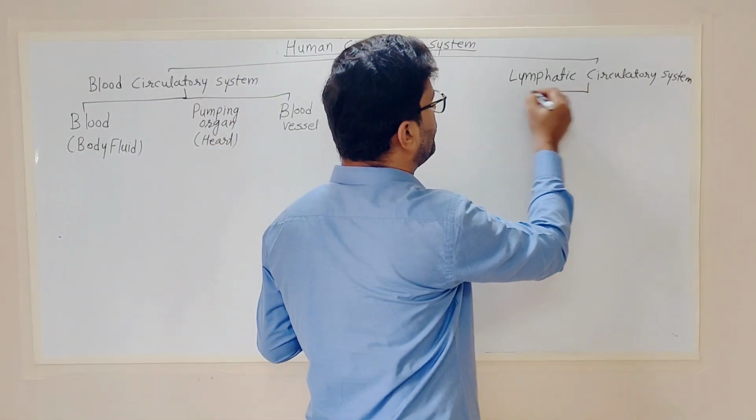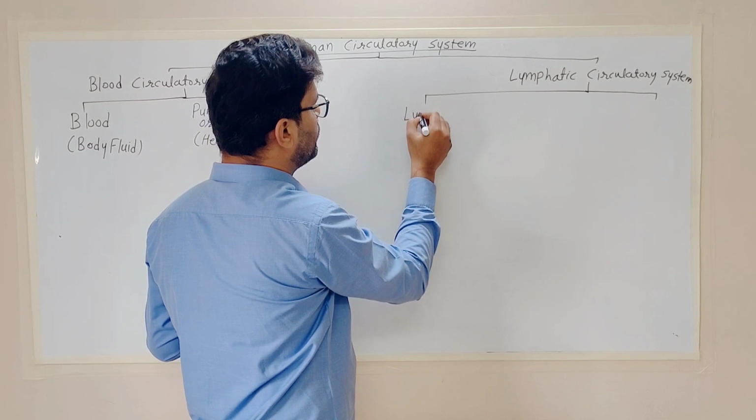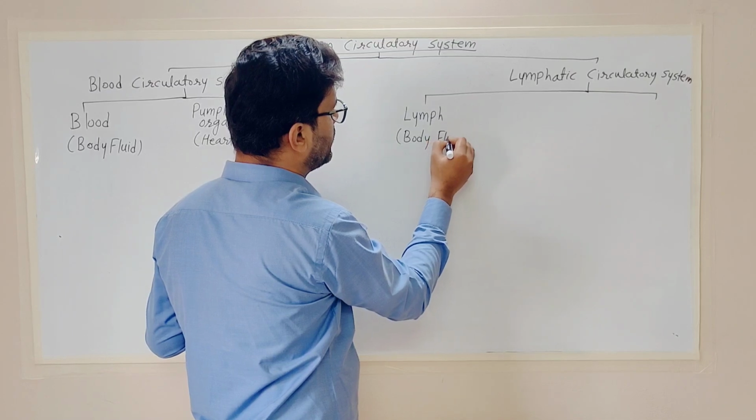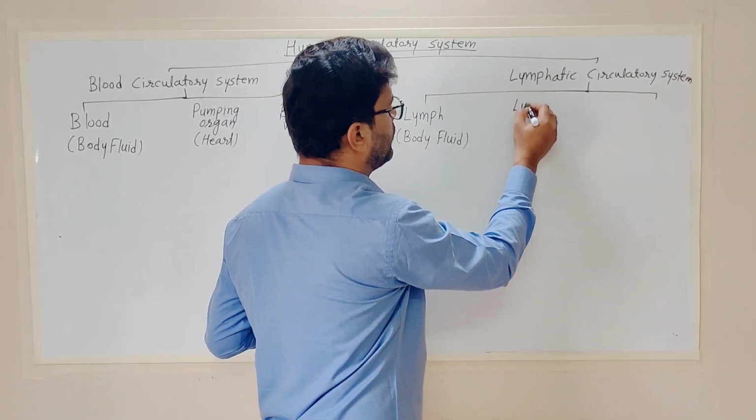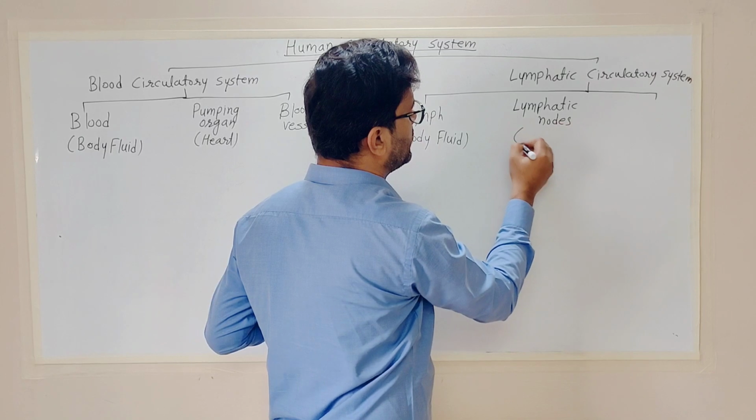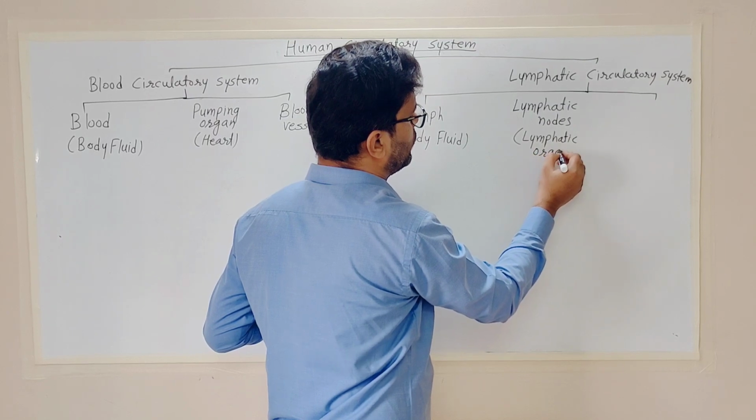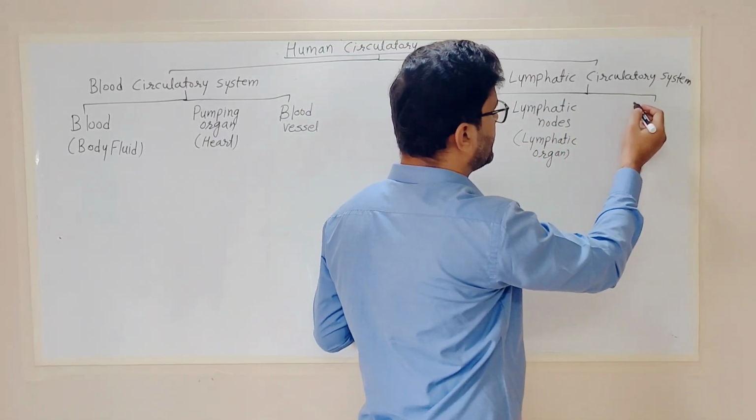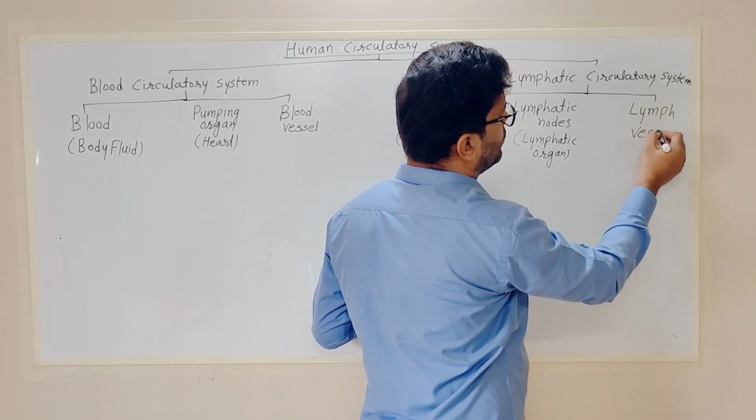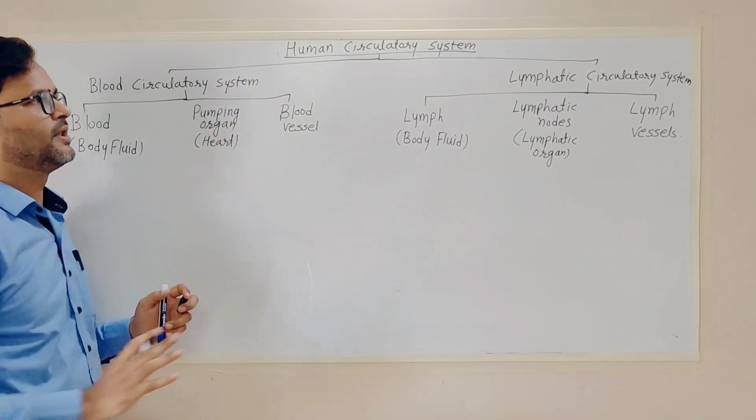And in the lymphatic circulatory system also, three components are there. One is the lymph, that is a body fluid, then lymphatic nodes, that is a lymph organ or lymphatic organ. Okay, we will discuss later in detail. And the third one is the lymph vessel. So these are the components of the human circulatory system.